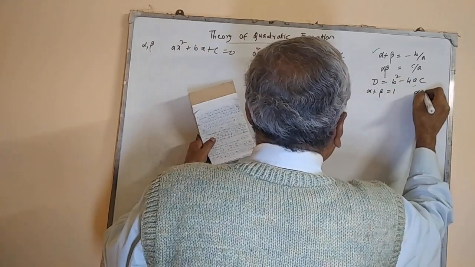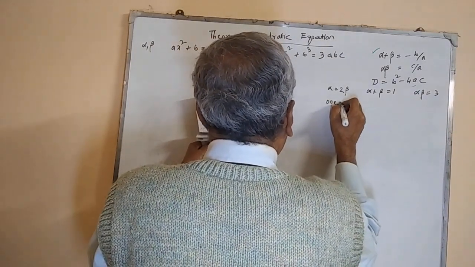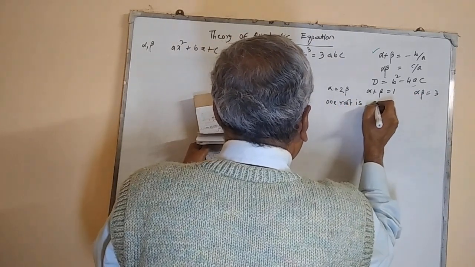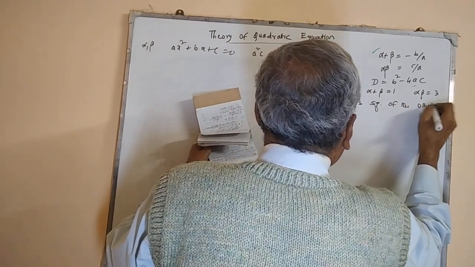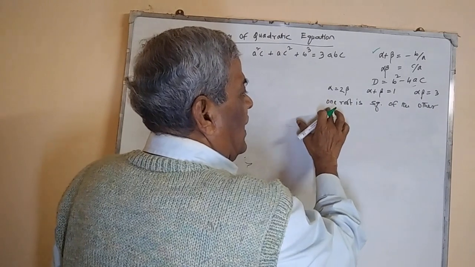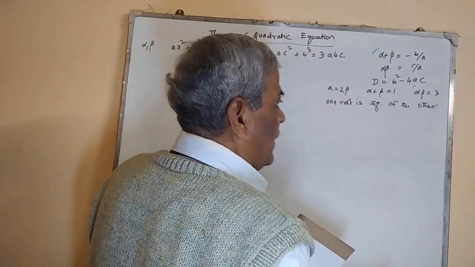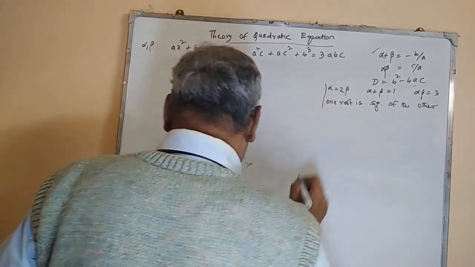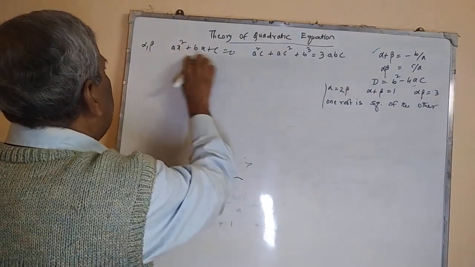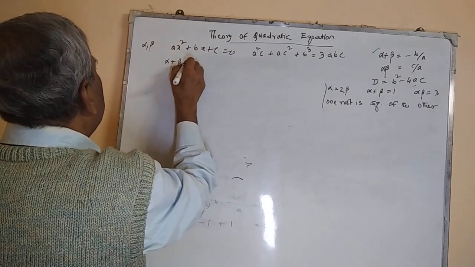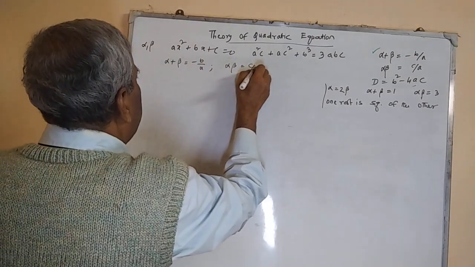Third option is alpha beta is equal to 3. And fourth option is one root is square of the other. It means alpha is equal to beta square and beta is equal to alpha square. So these are the four options. As alpha, beta are roots of that, we have alpha plus beta is equal to minus b by a, and alpha beta is equal to c by a.